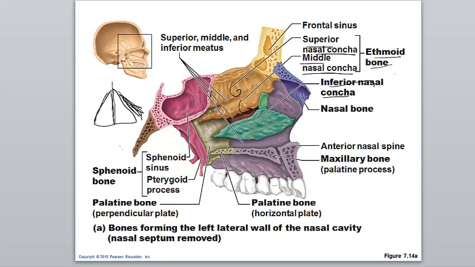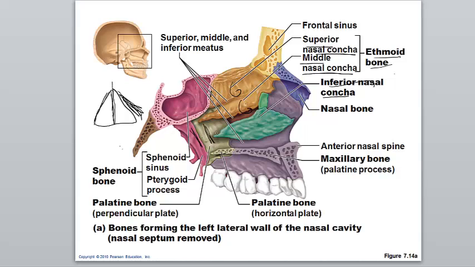Back, posterior to all the nasal concha, you have the perpendicular plate of your palatine bone over here, and followed by the pterygoid process of your sphenoid bone. So that's basically how the lateral wall of your nasal cavity is going to be, and how your nasal septum and all the structures are going to be.